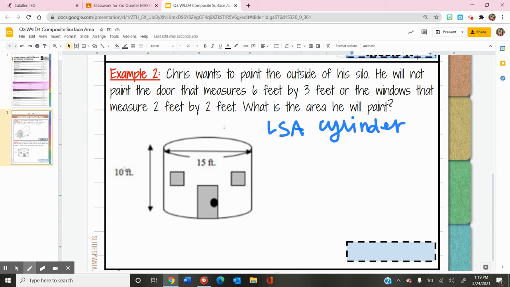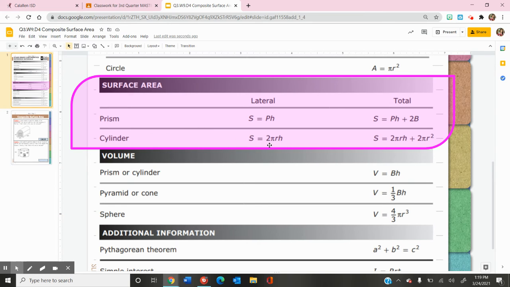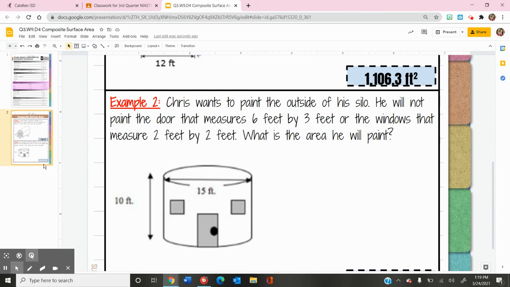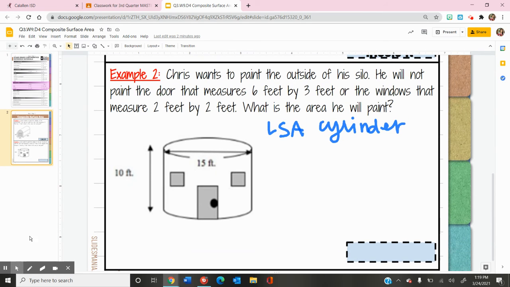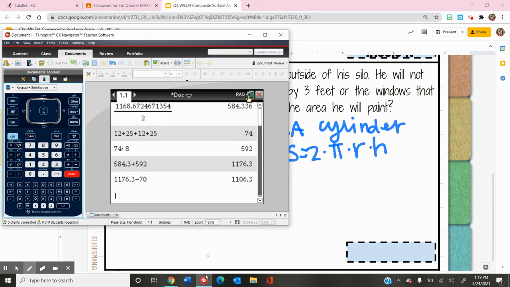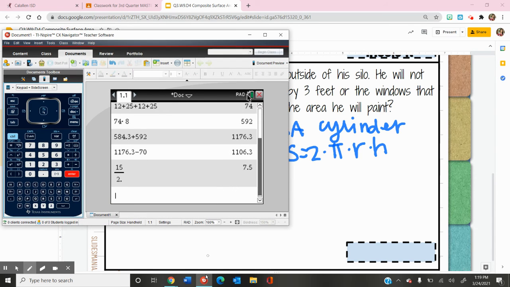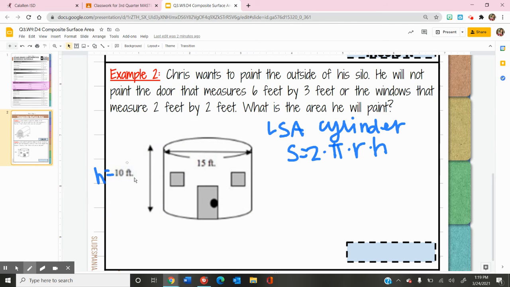So going to my formula chart, I'm going to find the formula for lateral surface area of a cylinder. It tells me it's 2 times pi times radius times the height. So going over here, I'm going to write S equals 2 times pi times radius times height. The only two things I need are my radius and my height. Well, I know my height is 10, and they give me a diameter of 15, so half of 15 is 7.5. So my radius is 7.5.